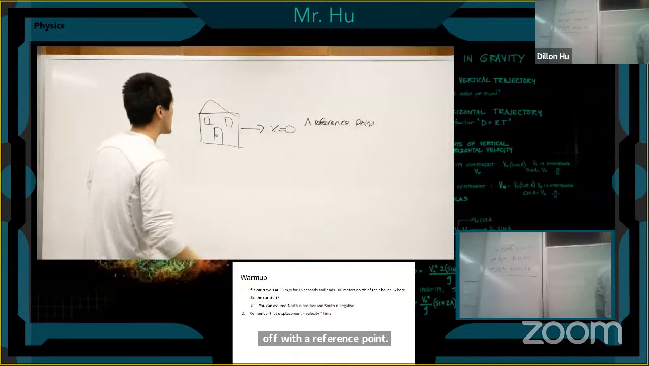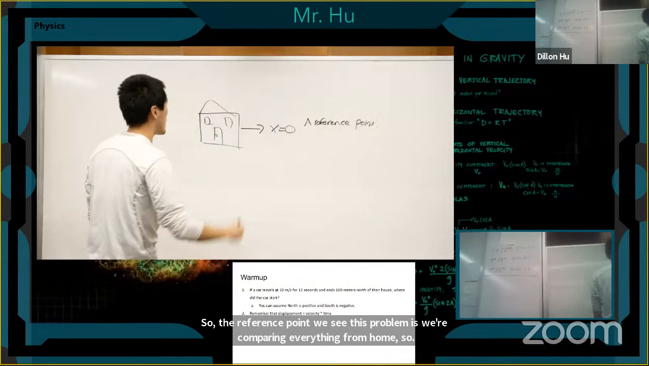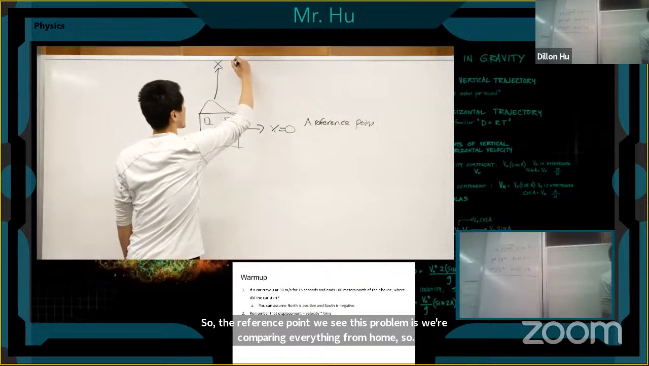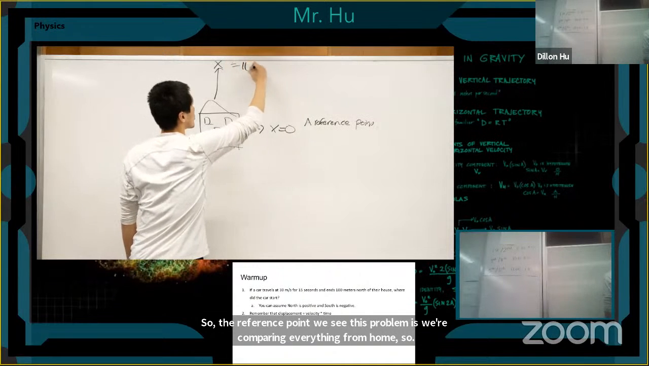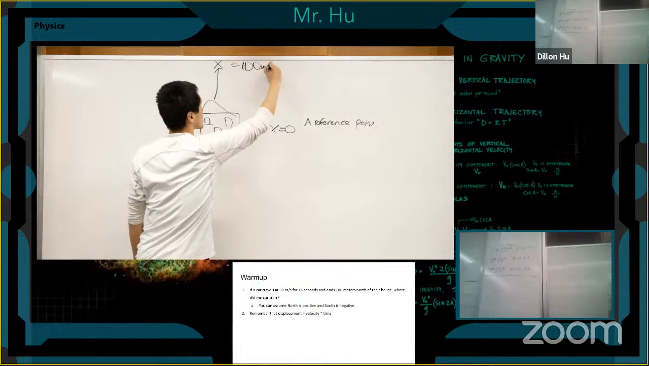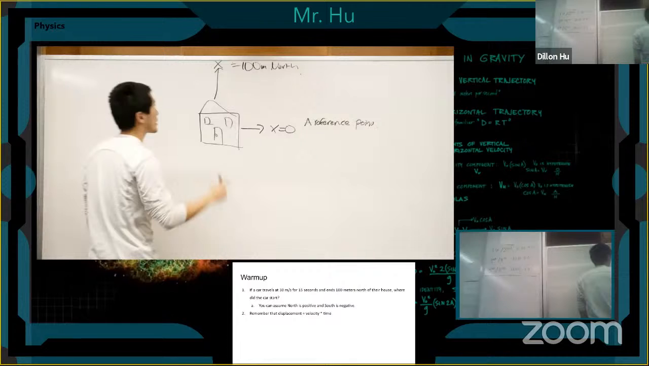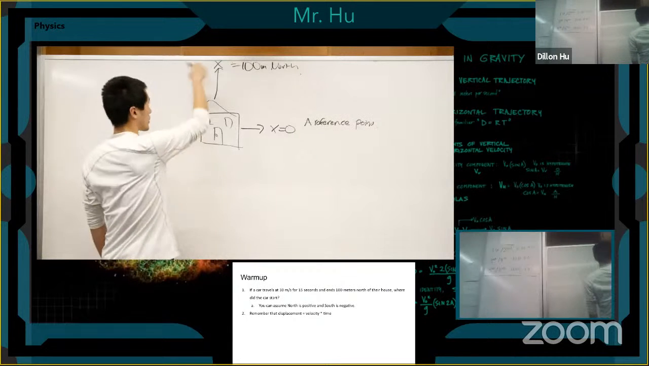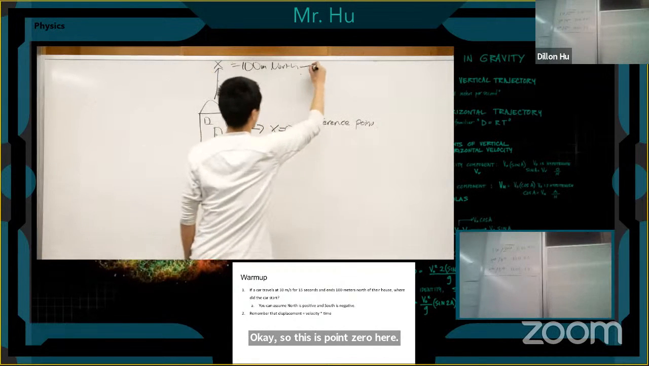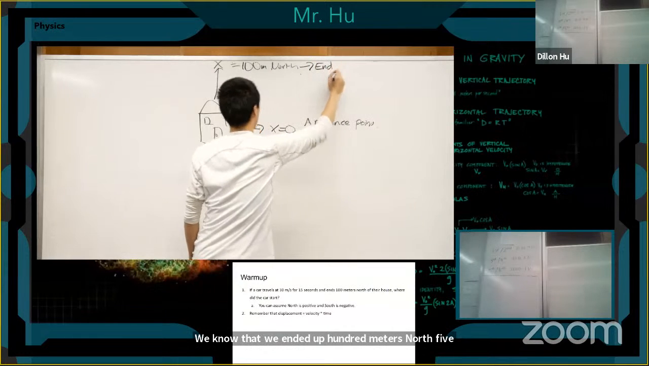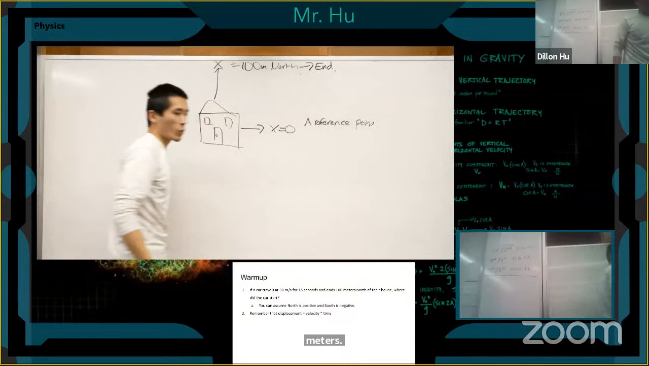And we know that we ended up 100 meters north. This marks the spot, and this is equal to 100 meters. Now, here's the thing. We ended up here. We did not start here and then go to here. We just ended here and we started from somewhere else. We need to figure out where we started off from. So here is how we're going to do this.